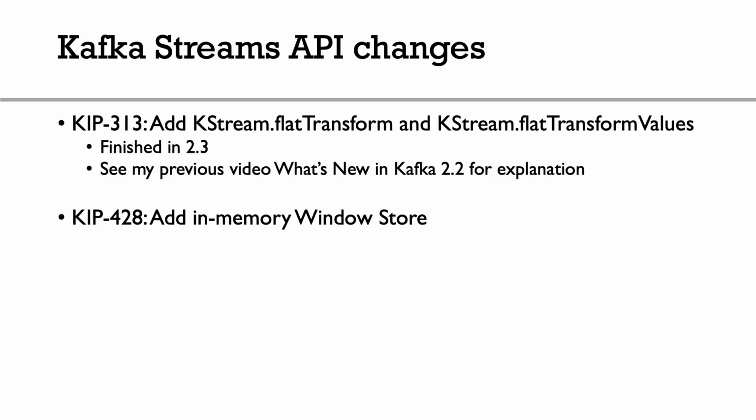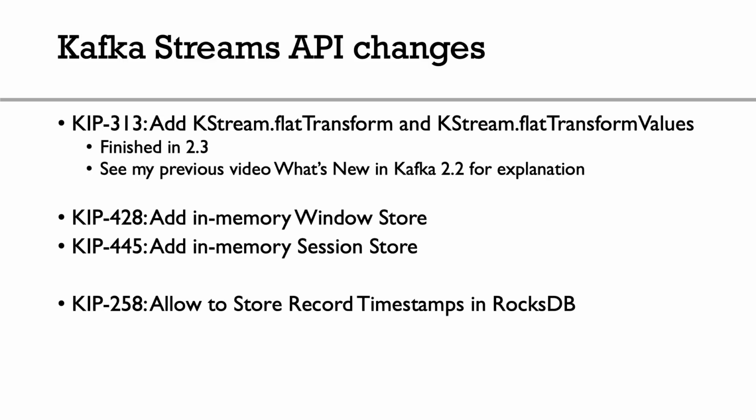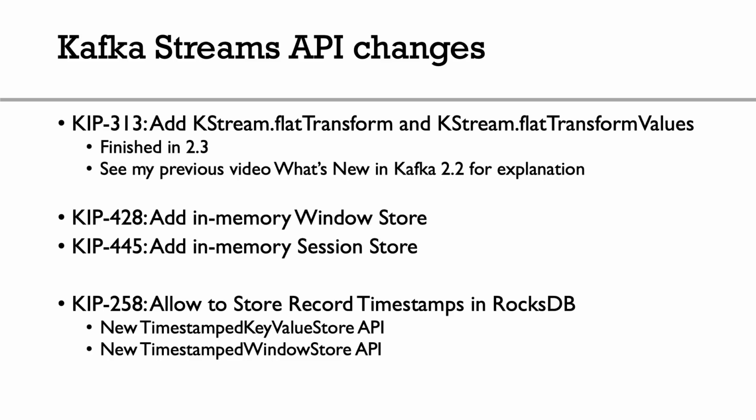KIP 428 adds an in-memory window store, and KIP 455 adds an in-memory session store. So if you need performance improvement for whatever reason for your window or your session store, here you go. KIP 258 allows storing record timestamps in RocksDB, and we have two new APIs: the timestamped key value store API and the timestamped window store API, which will be really helpful if you use timestamps heavily for whatever reason.